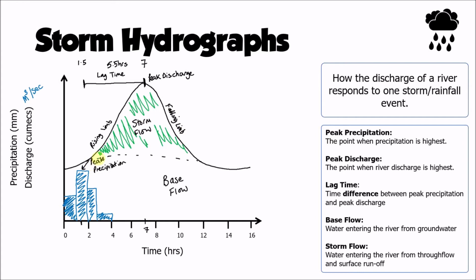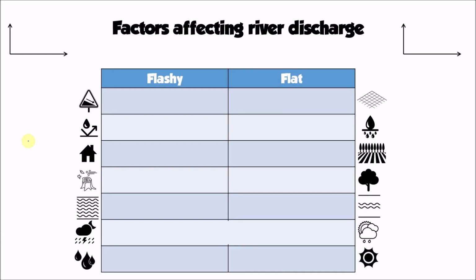So it's important that we're able to use these terms like peak precipitation and lag time and peak discharge when we're considering maybe how rivers respond to rainfall. It's important that we're also aware of the different types of hydrograph that we might see within a river, and also the factors that can affect the discharge. There are basically two types of hydrograph. We have flashy hydrographs and we have flat hydrographs.